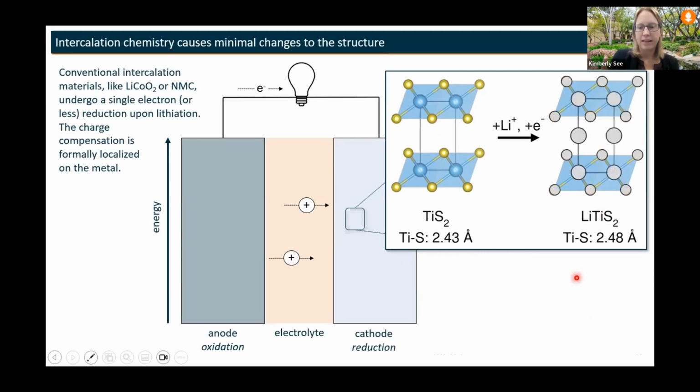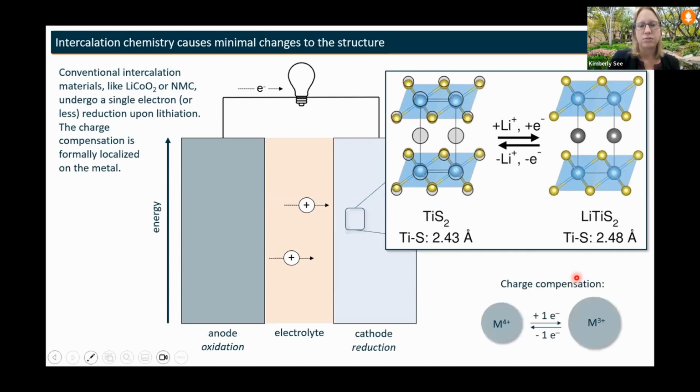To highlight that, I'm showing the atom positions of the lithiated phase, and I'll superimpose them on top of the delithiated phase, and you can see that they're very similar. This lack of structural change leads to really good reversibility. So we can lithiate and delithiate this material many, many times.